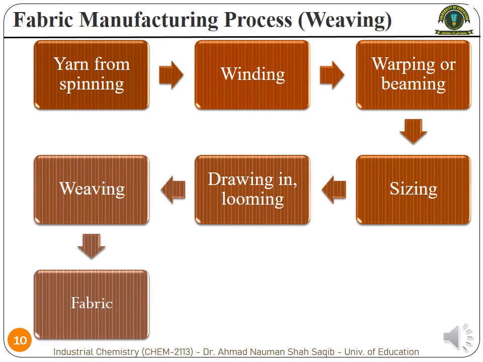Sizing consists of impregnating the yarn with particular substances which form a film on the surface of the yarn in order to improve its smoothness and tenacity during the weaving stage. In a simpler way, we can say that the process of applying a protective adhesive coating on the surface of yarn is called sizing.